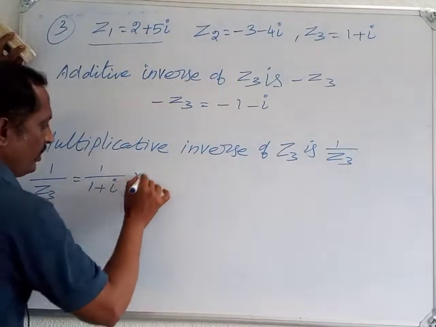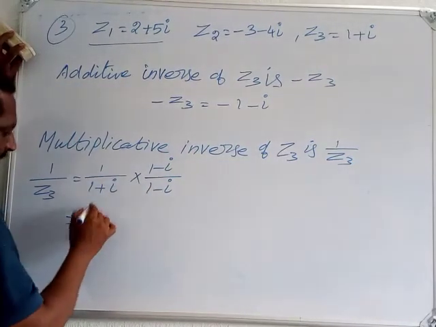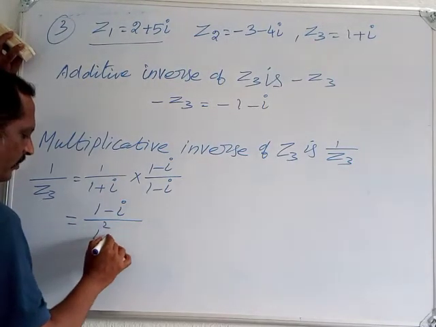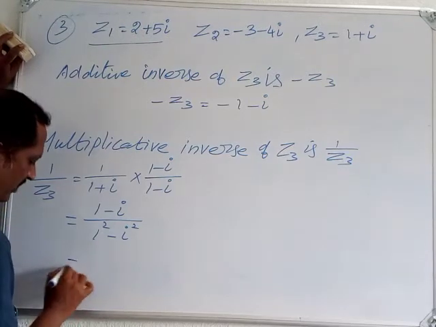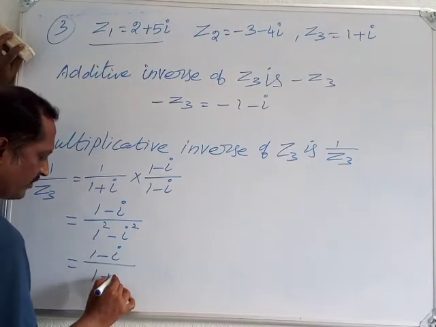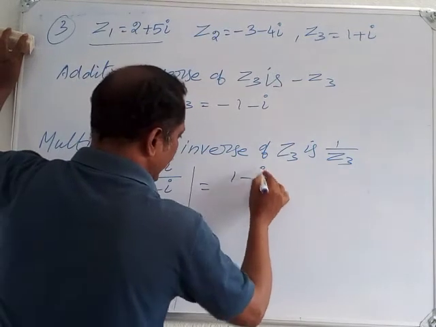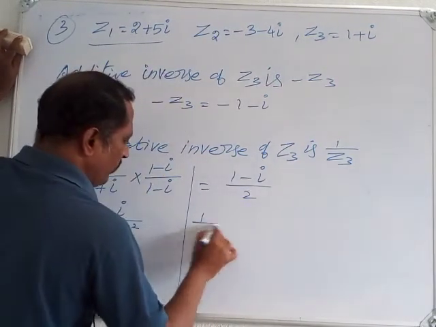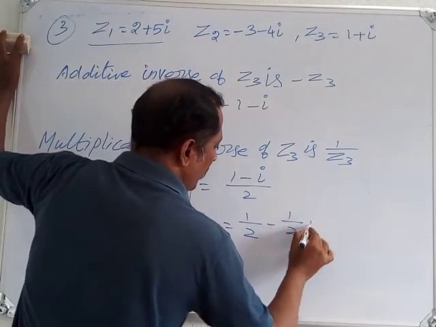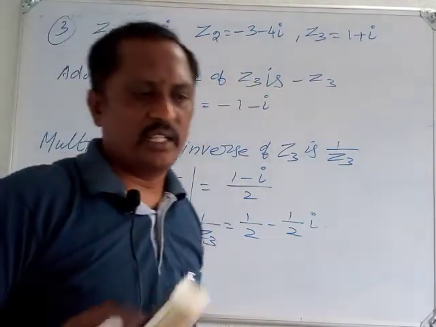What is the conjugate? The conjugate is 1 minus i. So multiply numerator and denominator by 1 minus i. The numerator is 1 minus i, divided by the denominator a square minus b square. So it is equal to 1 minus i divided by 1 plus i square, that is 1 plus 1, which is 1 minus i divided by 2. Therefore 1 by Z3 is equal to 1 by 2 minus 1 by 2i. This is the multiplicative inverse of the third complex number Z3.